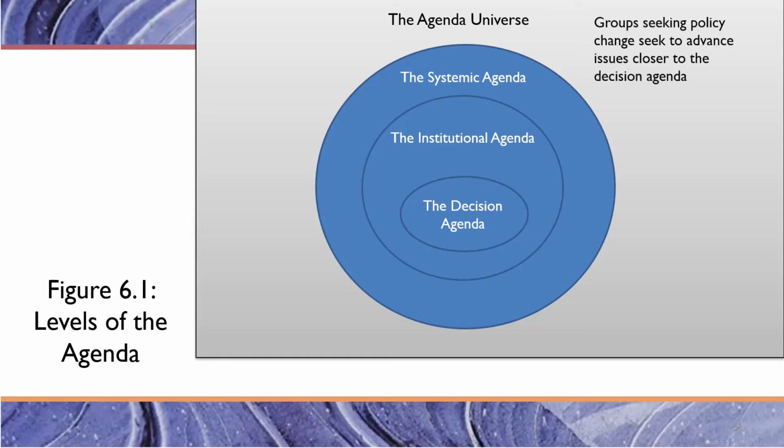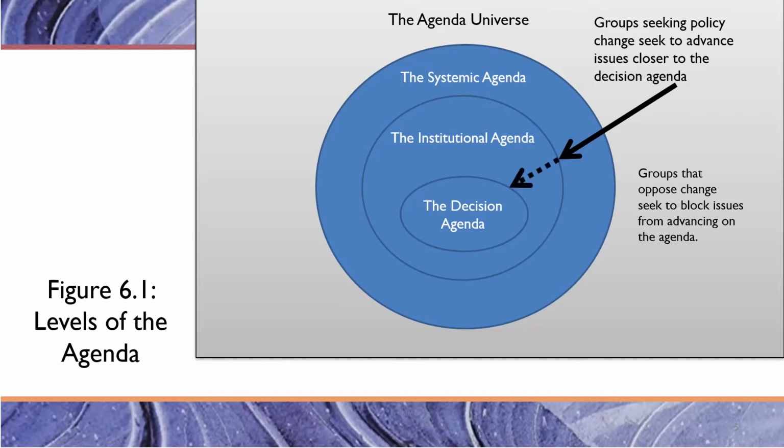So groups seeking policy change seek to advance issues closer to the decision agenda, whereas groups that oppose change will seek to block issues from advancing on the agenda. And that's really important, because it's important to know that the agenda setting process in the United States is not just a competition over getting your ideas on the agenda, it's keeping other ideas off the agenda.